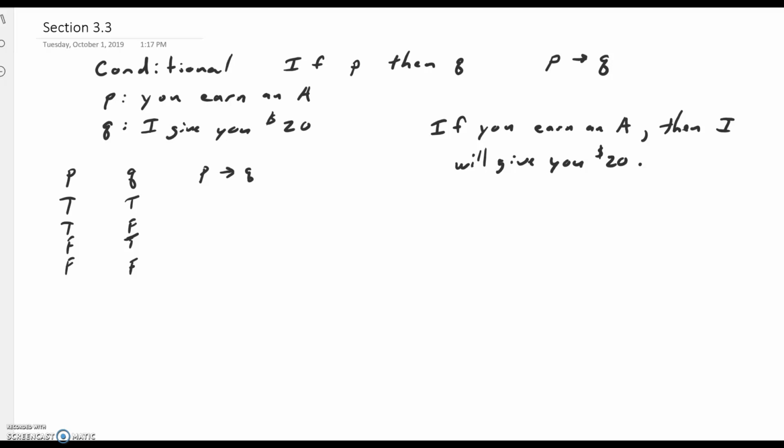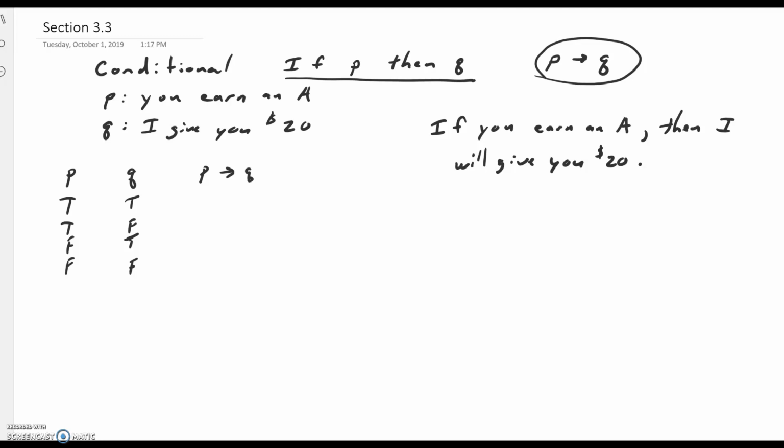Section 3.3, we're going to study conditional statements. The classic one is if P then Q. Sometimes with symbols we use the arrow, and this can be read P implies Q, but if P then Q.